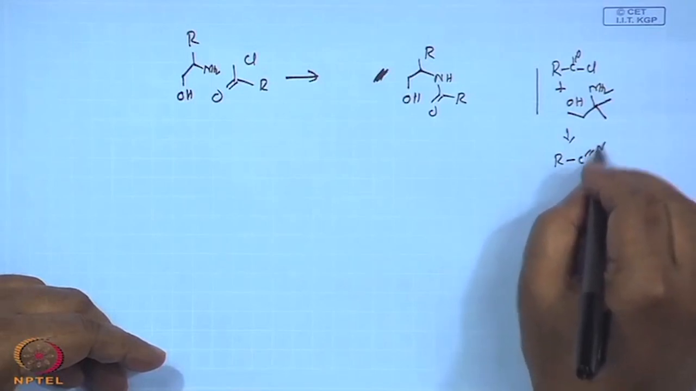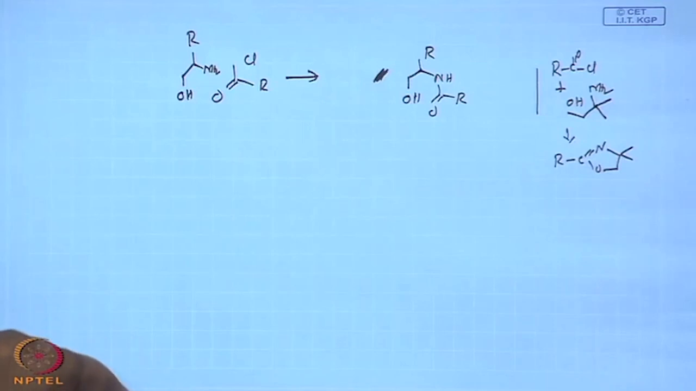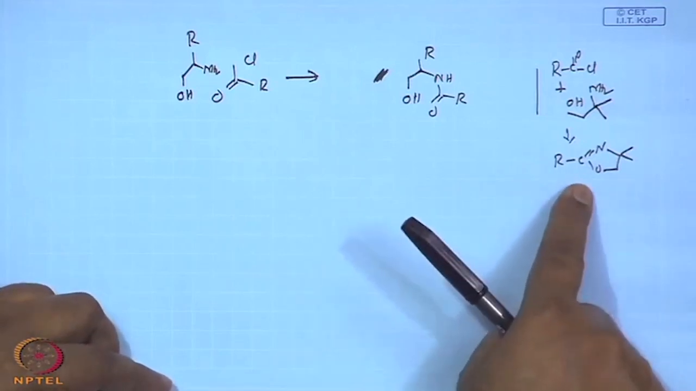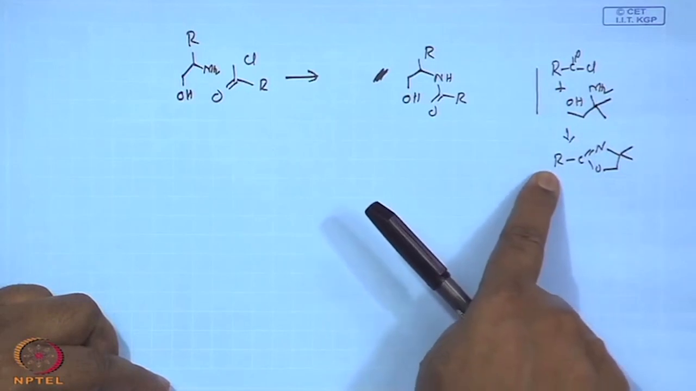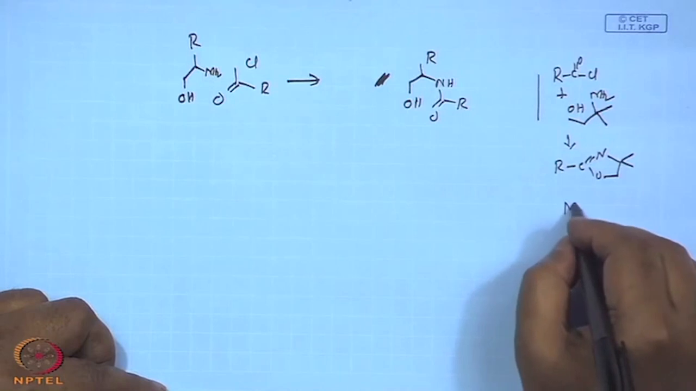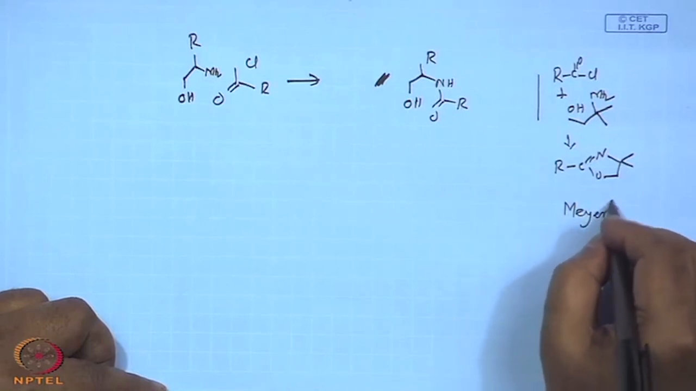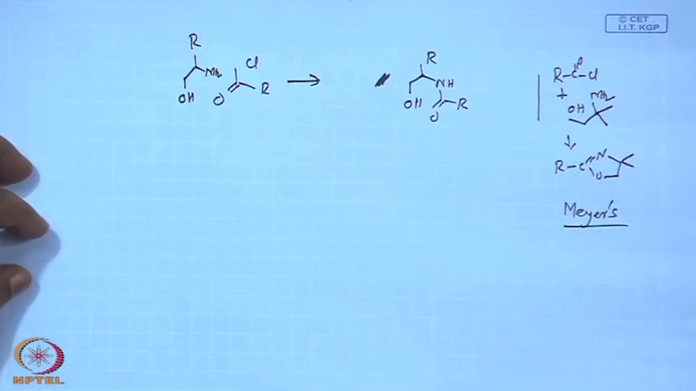So, what you will be getting? You will be straight away getting the oxazolines, the reactions are so facile. And many of you know this is a directive group in ortholithiations, it also activates the corresponding CH alpha to these groups. So, these are all well known, and sometimes this is known as Meyers chemistry, you can say. Okay.